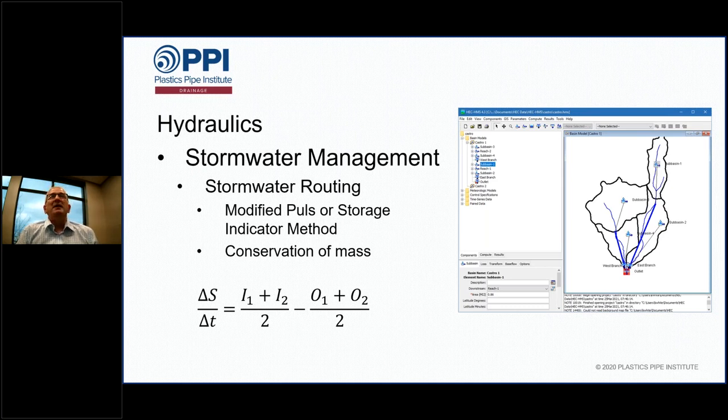I'm always big on free software, so I'm going to talk about HMS by the Corps of Engineers. This particular software can do routing for you. It does a heck of a lot more in terms of hydrology, but it actually can do stormwater routing. So if you're looking for a free piece of software that can do it, here's one for you.